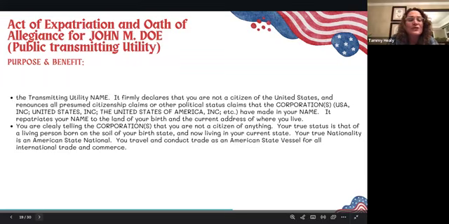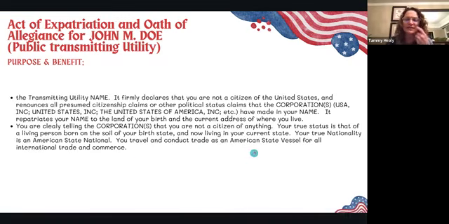It repatriates your name to the land of your birth and the current address of where you live. You are clearly telling the corporations that you are not a citizen of anything. Your true status is that of a living person born on the soil of your birth state and now living in your current state. I think I already said this, so this is the same thing. You travel and conduct trade as an American state vessel for all international trade and commerce.